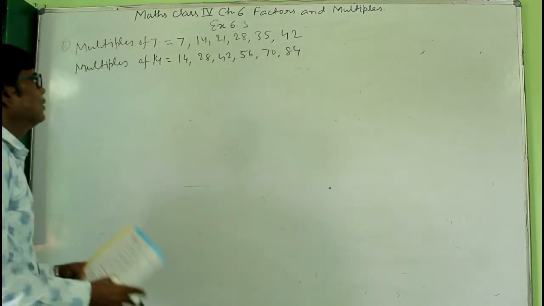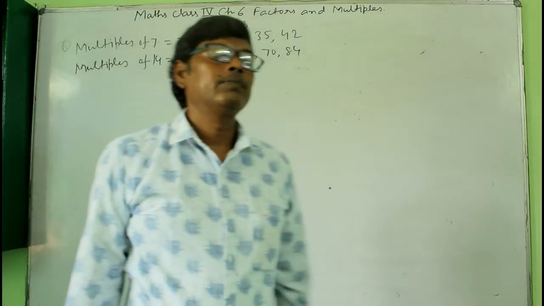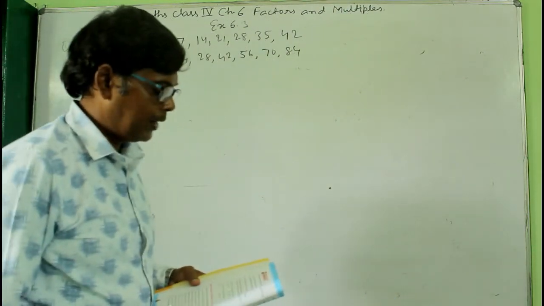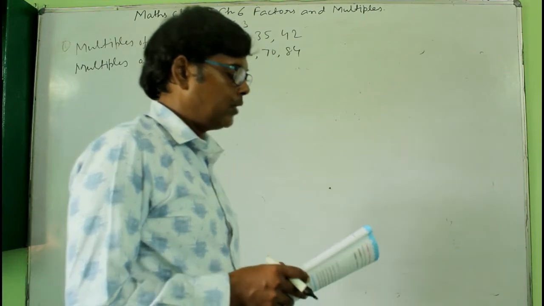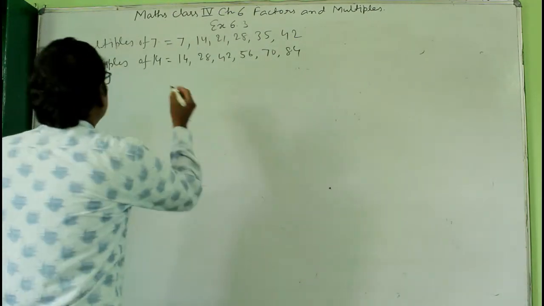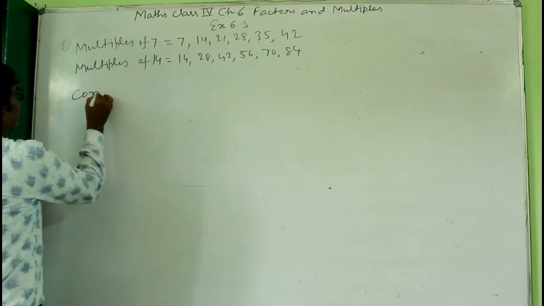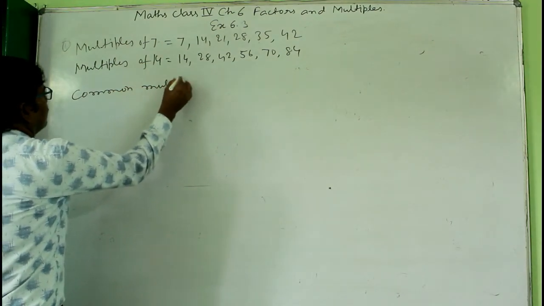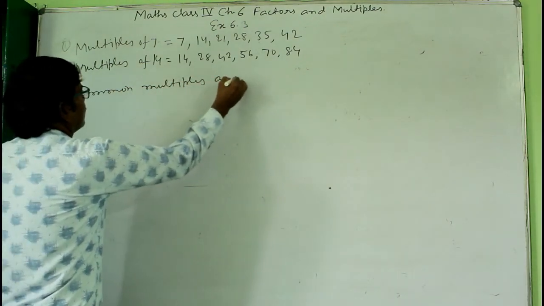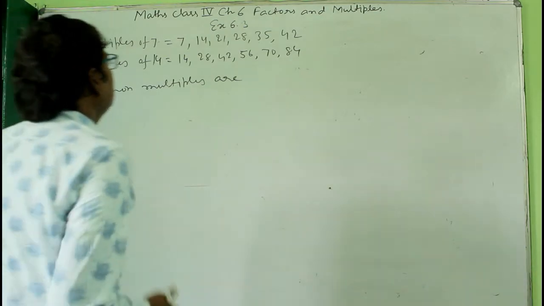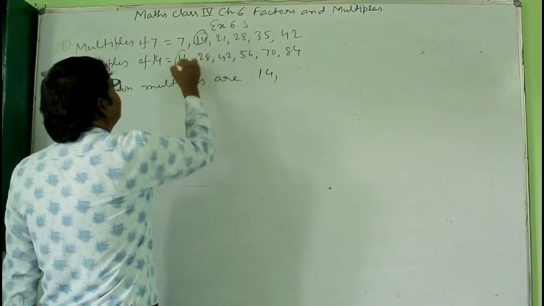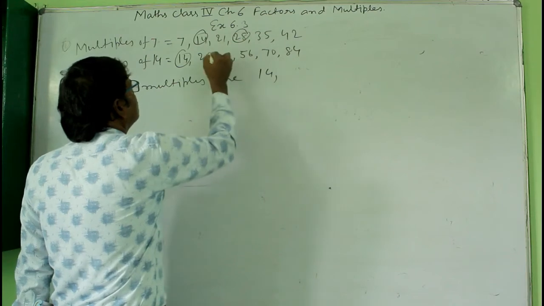Okay, so these are the first 6 multiples of 14. Then find the common multiples. Okay, find their common multiples. So what is their common? 14 is your common. See, then you have 28.